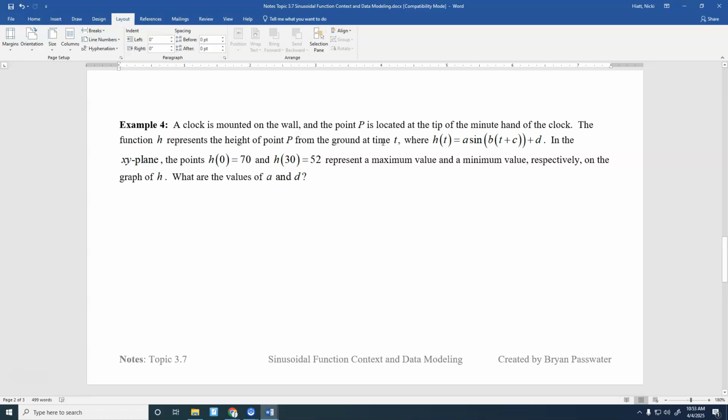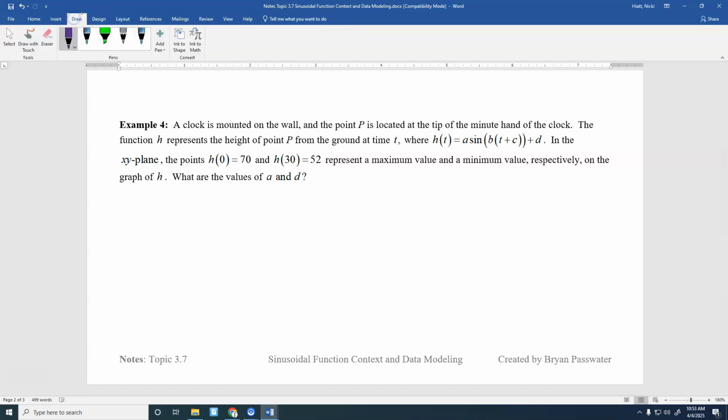they don't specifically say what T is measured in here, do they? But they should have, because it makes a big difference. It's the minute hand, so they should have said that T is minutes here, because T could be seconds, and that would totally change everything by a factor of 60. But T should be in minutes here. So at time 0, we have 70. At time 30, we have 52.